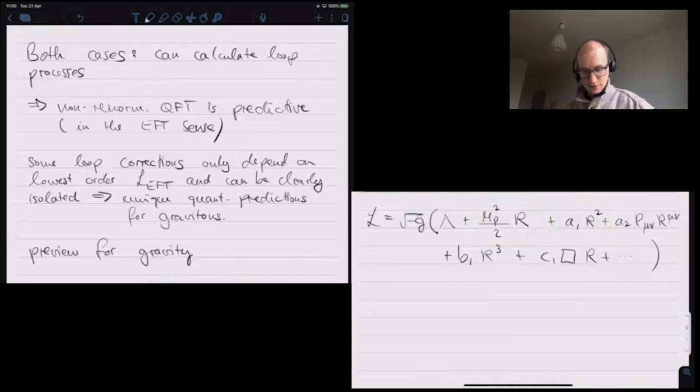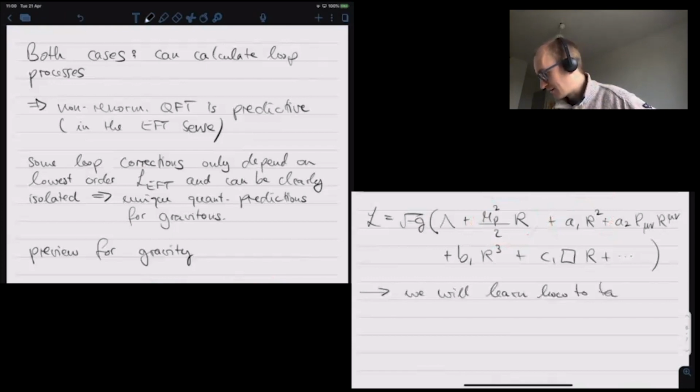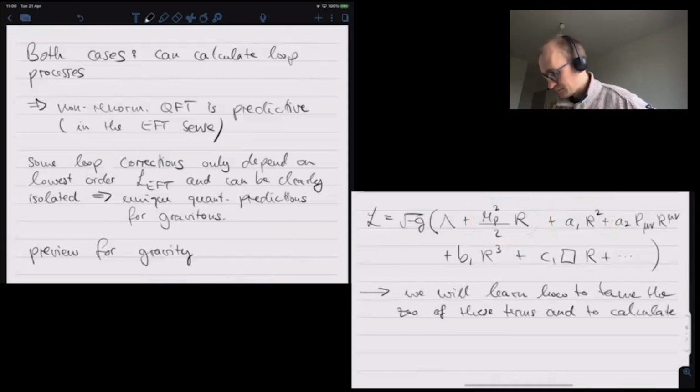Okay, so we will now learn how to, let's say, tame the zoo of these terms, and to calculate with such a theory. So that's a good time to stop for questions.